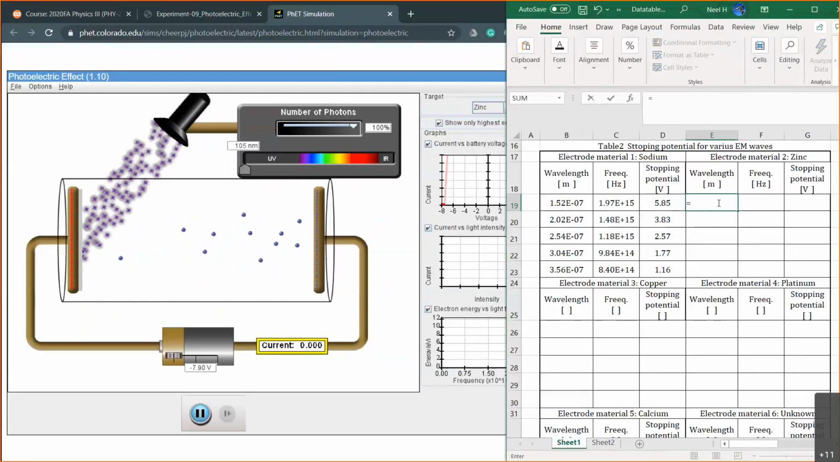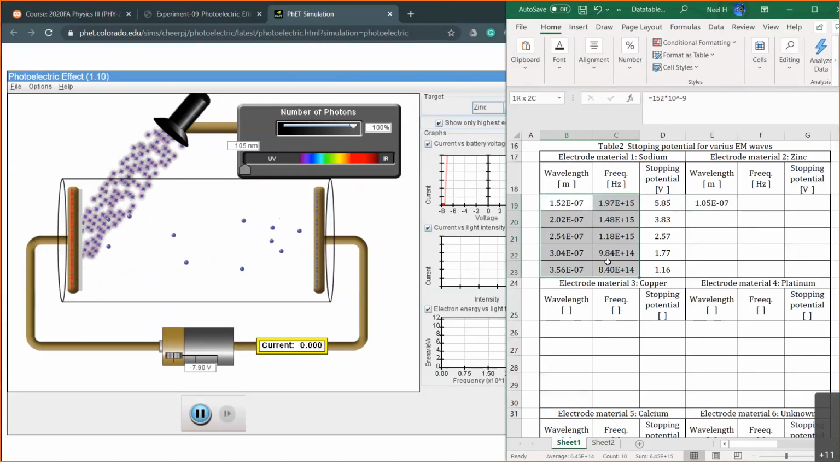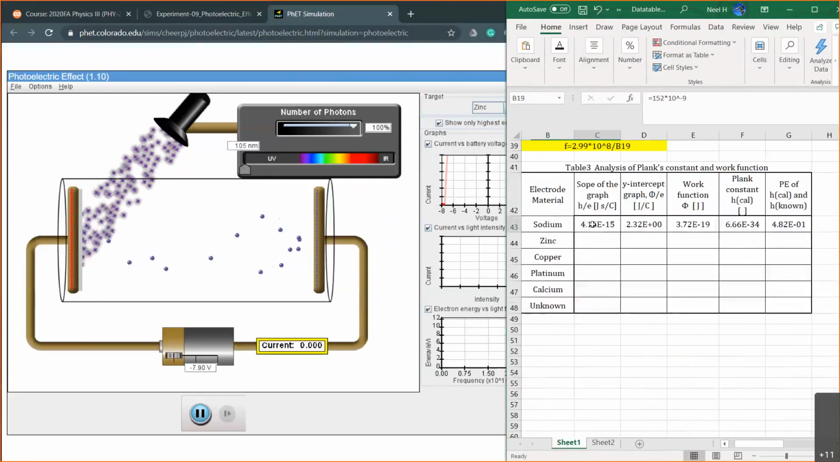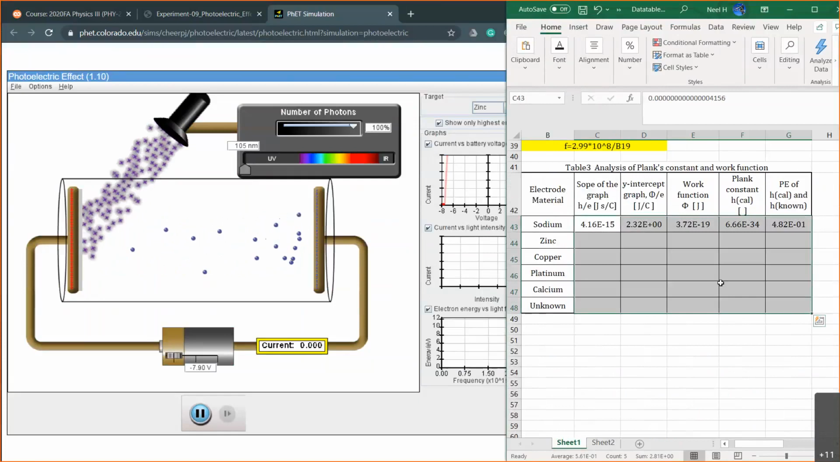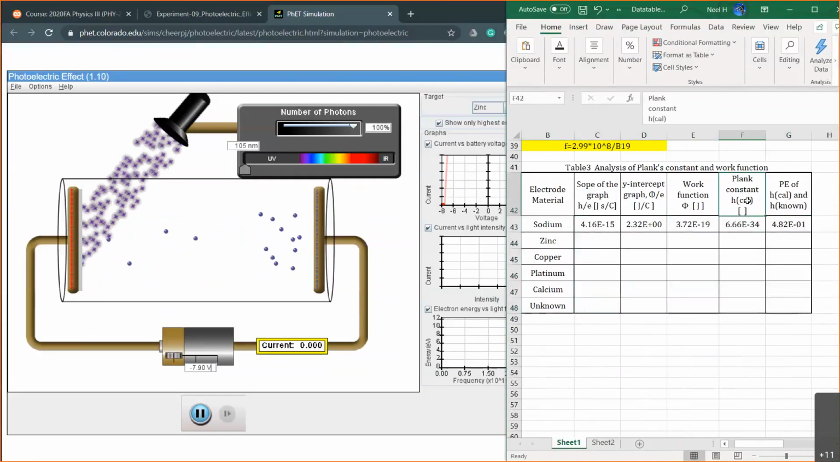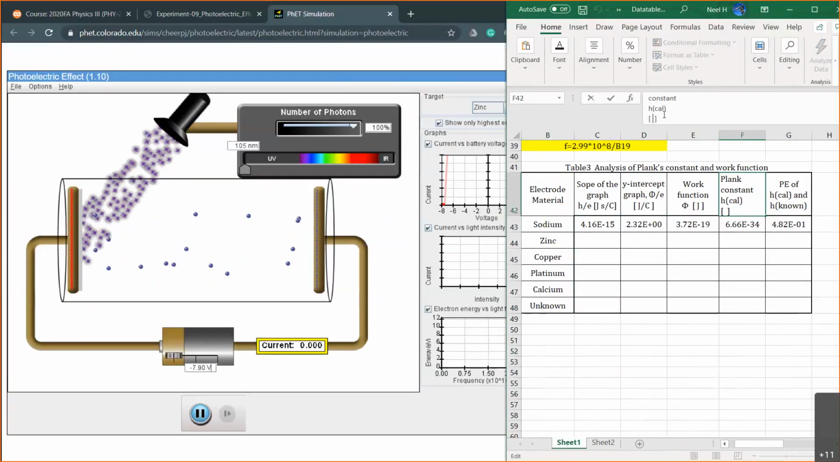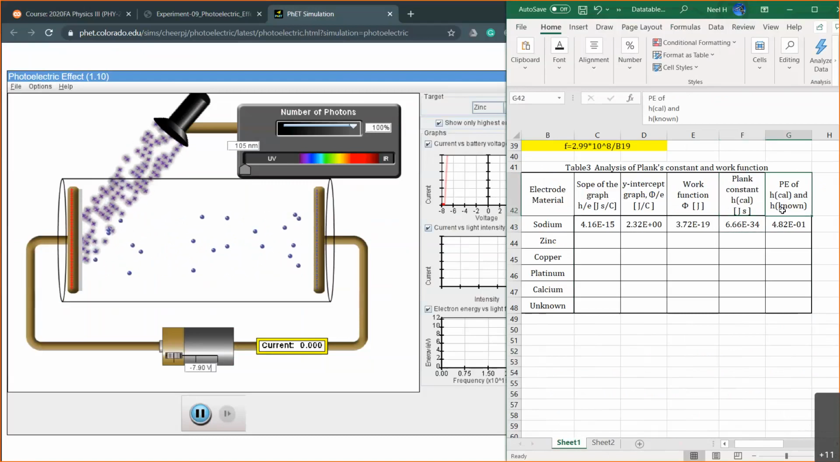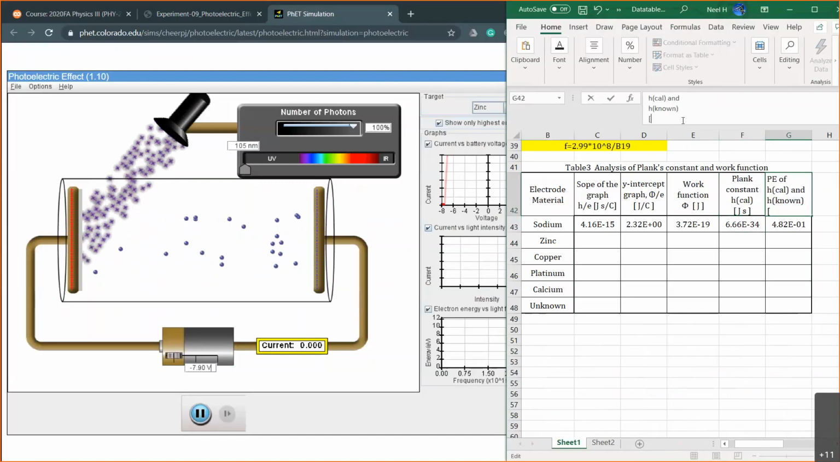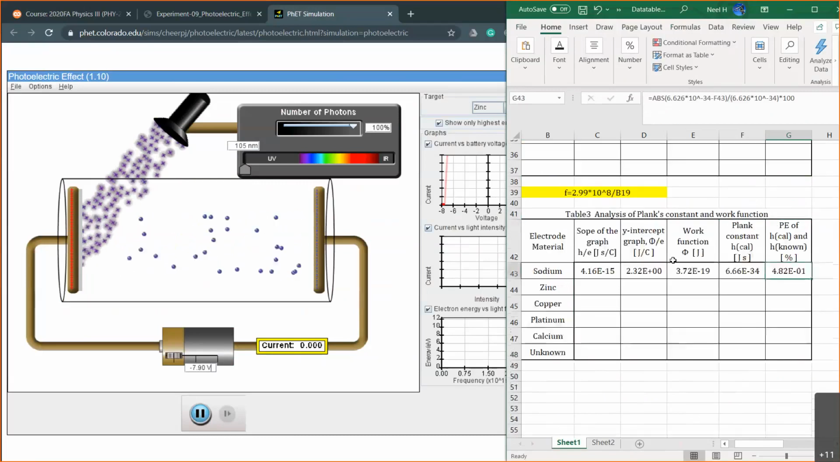So this has to be 105 multiplied by 10 to the power minus 9. It will change automatically into scientific format. Make sure all of these, the whole table, are in scientific format, because the numbers we are calculating are extremely small values. And I forgot earlier, the calculated Planck constant unit should be joule second, and the PE doesn't have any unit, it's a percentage value. You can put a percentage sign here, but even without that it's okay.